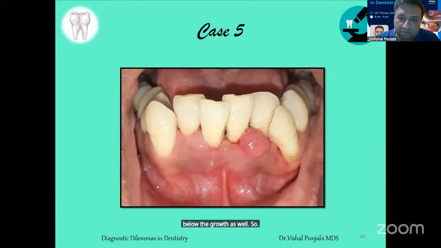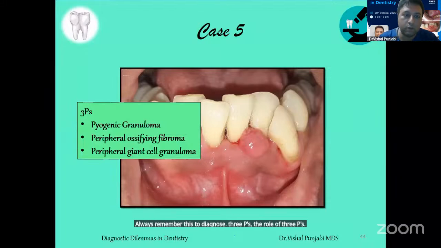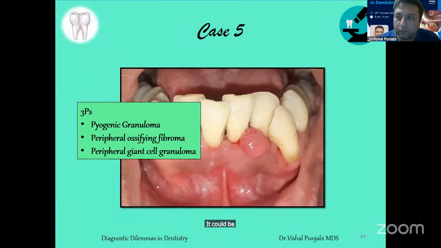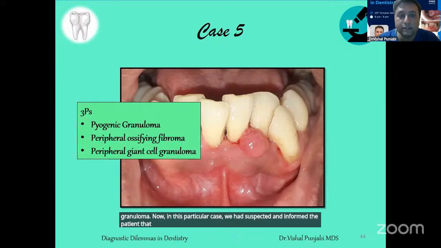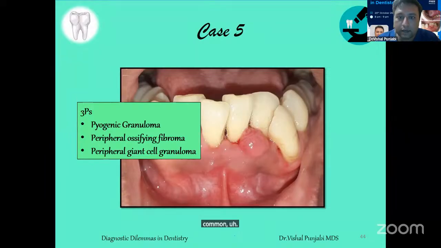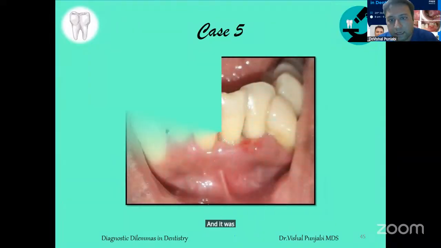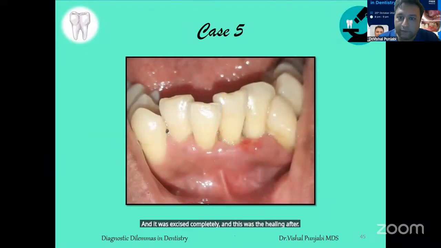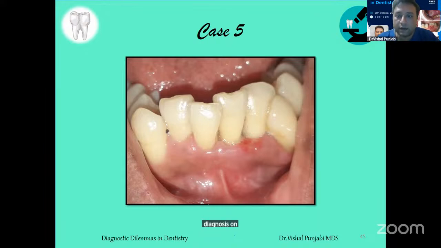So for any kind of growth on the gingiva, always remember this to diagnose: the rule of three P's. It could be a pyogenic granuloma, a peripheral ossifying fibroma, or a peripheral giant cell granuloma. In this particular case, we suspected and informed the patient that these are common occurrences and not to worry, that what it requires is a surgical excision, and it was excised completely, and this was the healing after 7 days of the surgical excision. The histopathological report was consistent with the first provisional diagnosis on clinical examination, that was pyogenic granuloma.